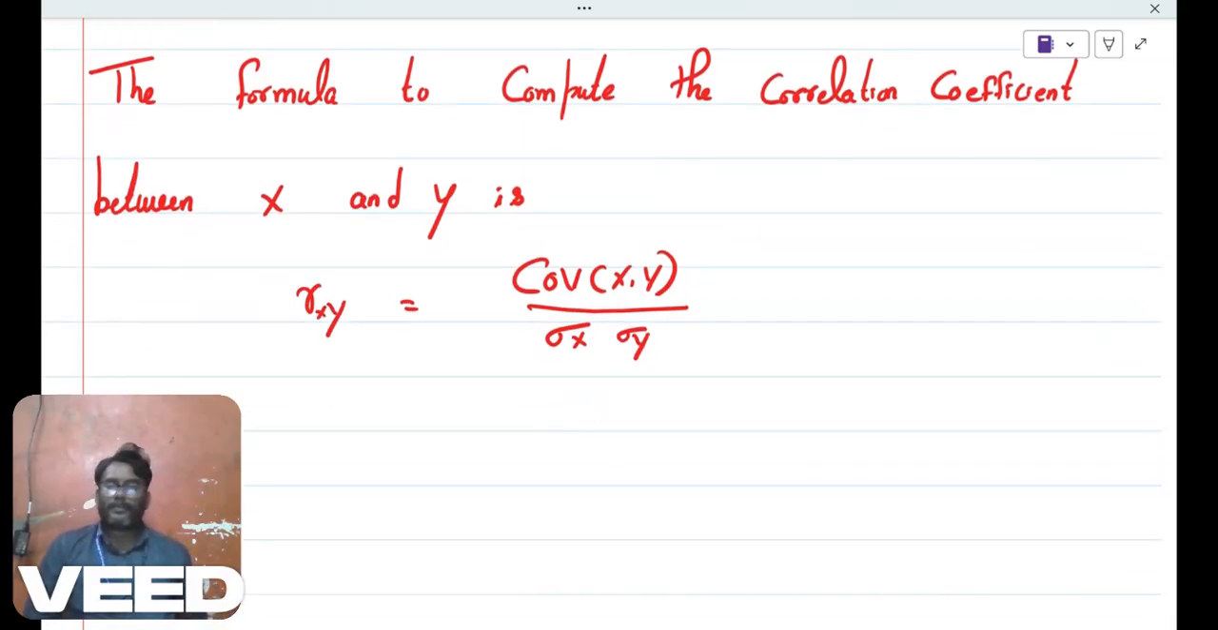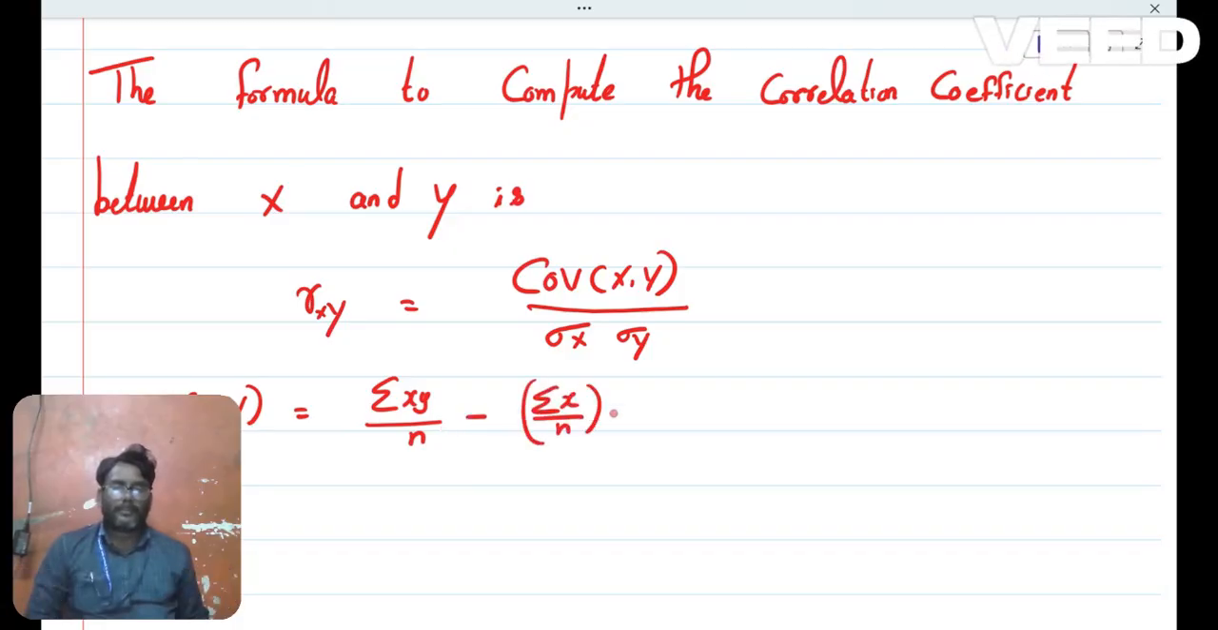Here, cov of xy is called covariance of xy. It is computed by sigma xy divided by n minus sigma x by n into sigma y by n, and it is called as covariance of x and y.